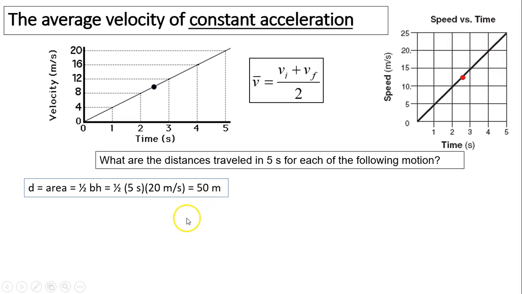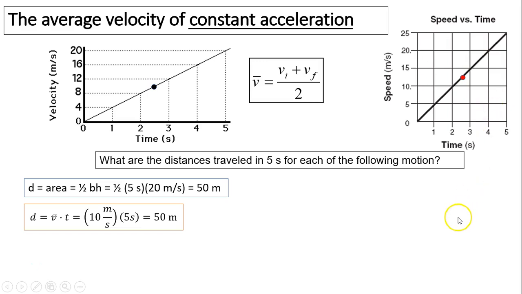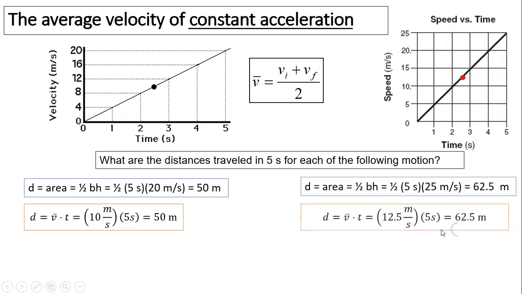What is another way? Use the equation. D equals average velocity times time. We already know the average. Average is 10. We already know the time. So here is just another way. You have the same answer, 50 meters. Another way to solve the same problem. This one also, try to solve it in two ways, the area and the average velocity. Then check the answer. You should have 62.5 meters.